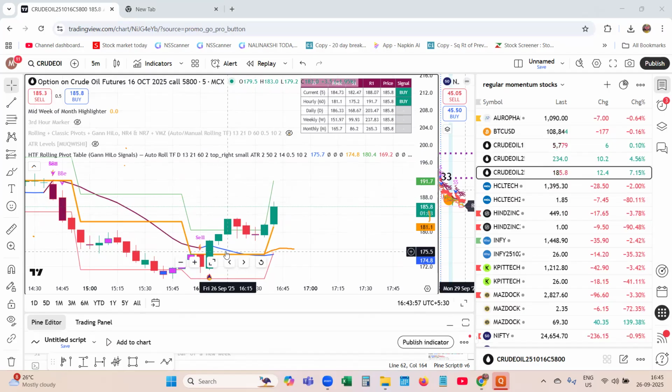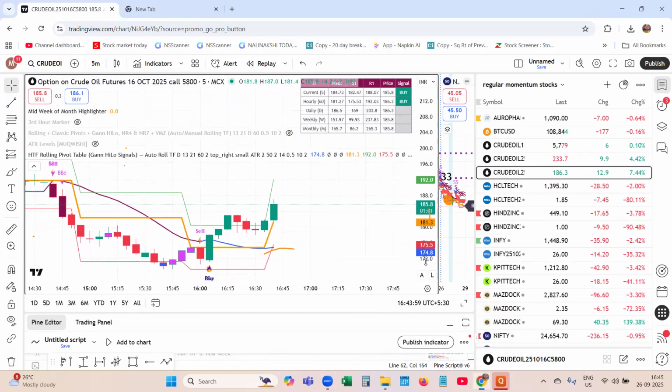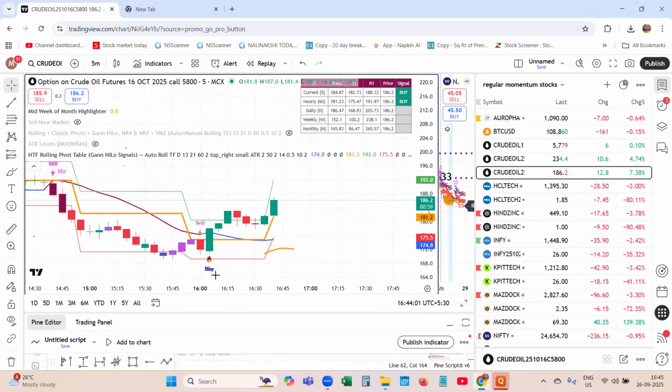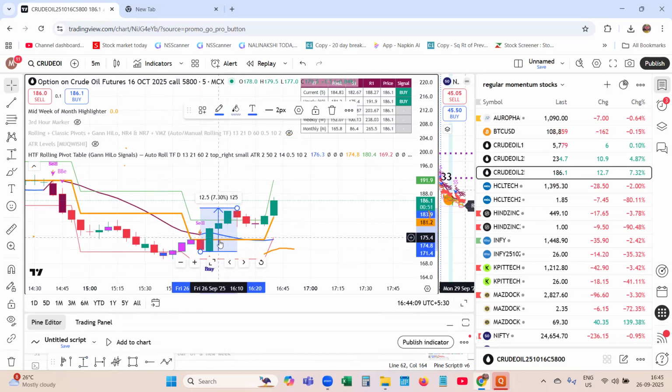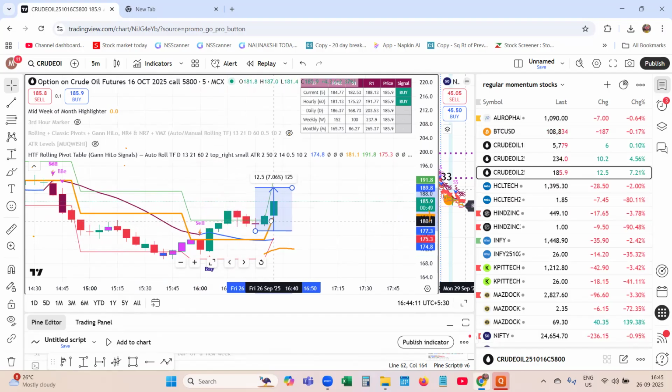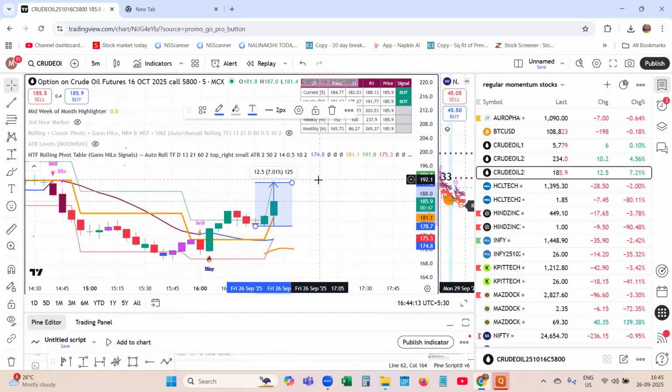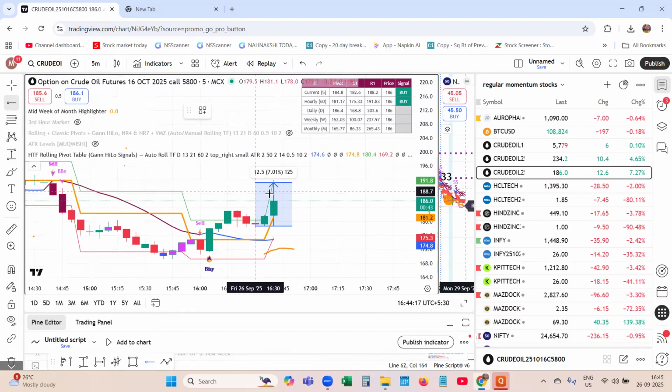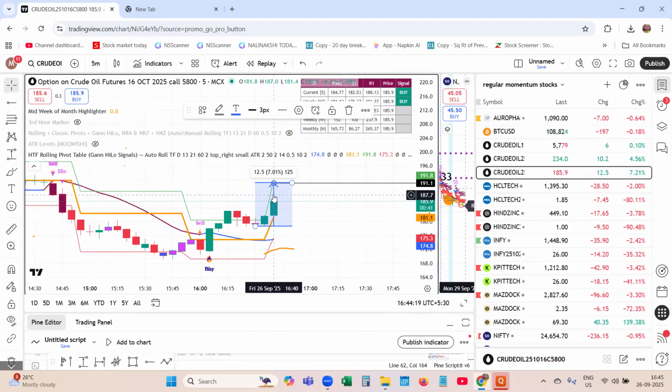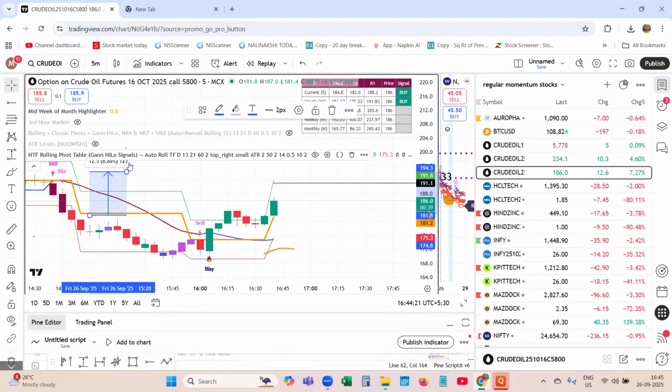The price is moving. How to know the target? For the target, you can go for measured move. That is 12.5 points. So you can anticipate the move to 191.